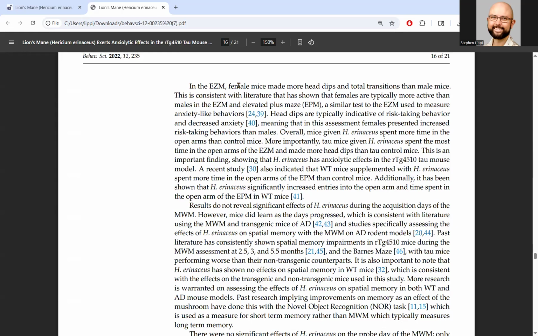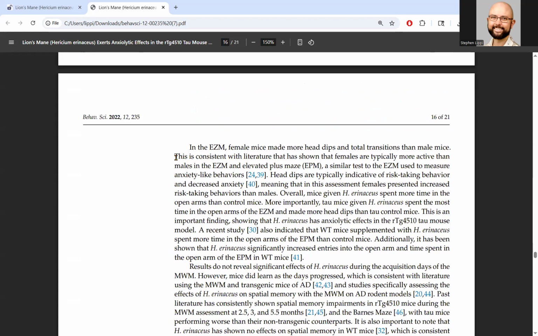In the elevated zero maze, female mice made more head dips and total transitions than male mice. This is consistent with literature that has shown that females are typically more active than males in the EZM and elevated plus maze. Here are my references to back that up. Head dips are typically indicative of risk-taking behavior and decreased anxiety. Overall, mice given Hericium erinaceus spent more time in the open arms. They spent more time in the open arms and made more head dips, right?